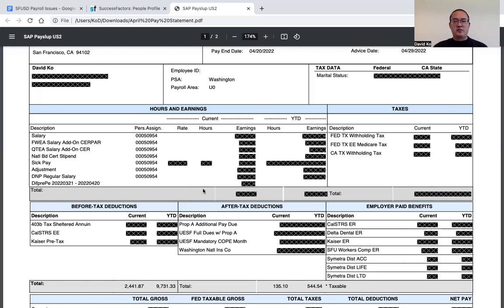The row down here for total, this is, at least in theory, the result of adding all the numbers over here in the earnings category. Year to date is the same.